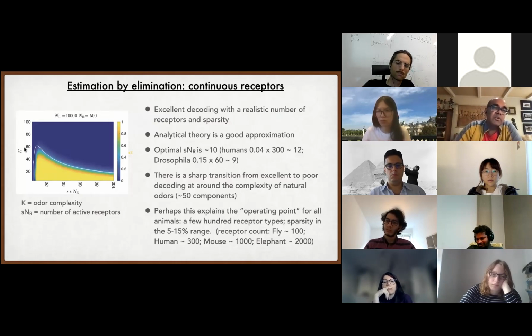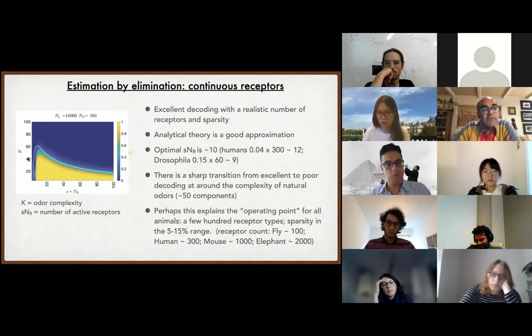So basically the odors are not very complex, or you have enough of this S times NR, you'll find that you can decode very effectively. The peak occurs around here. So you can decode odors with about 40 to 50 components best when you have about S times NR, which is the sparsity times the number of active receptors, around here. So it turns out S times NR is about 10 in humans and about 9. The optimal S times NR is about 10. For humans it is about 12, and for Drosophila it's about 9.